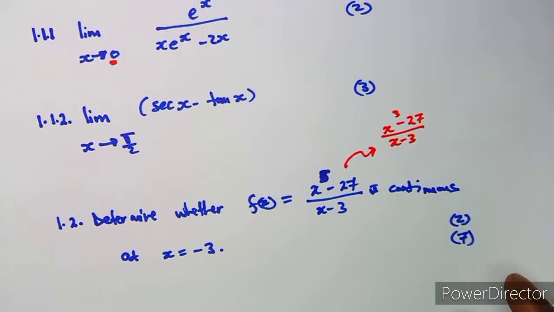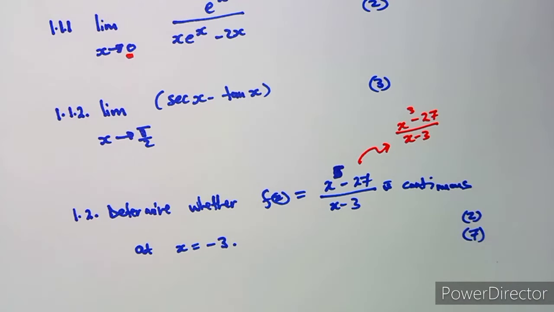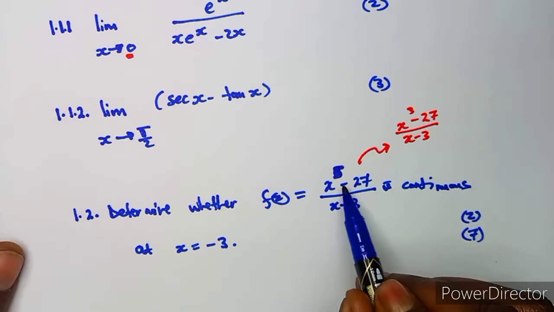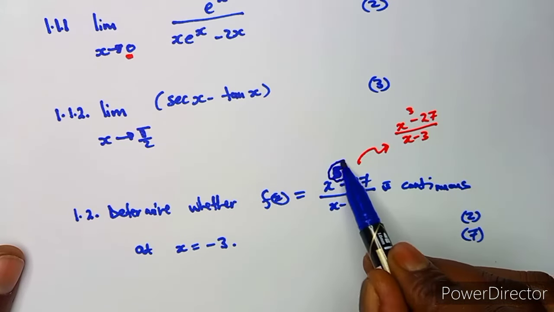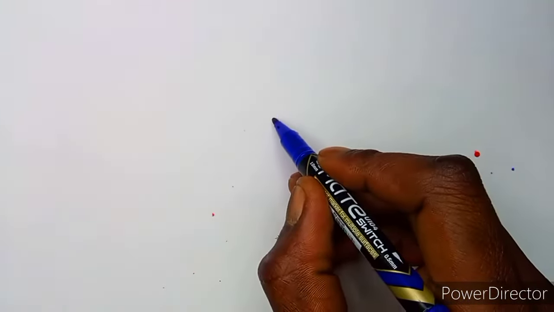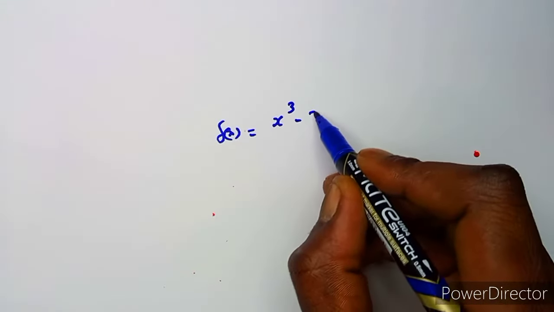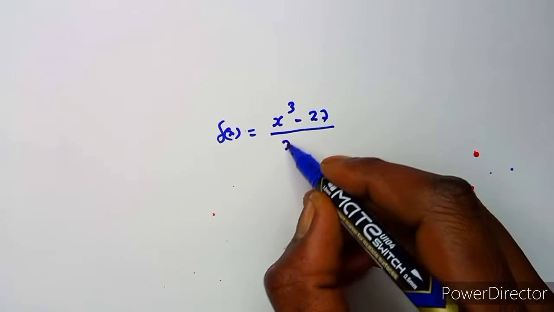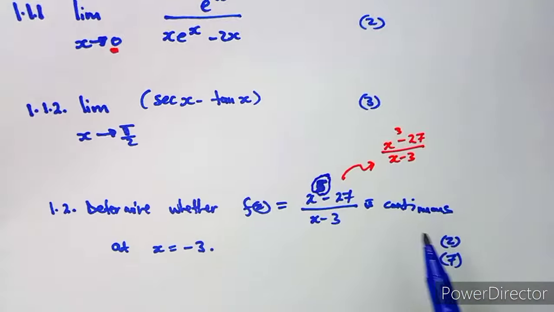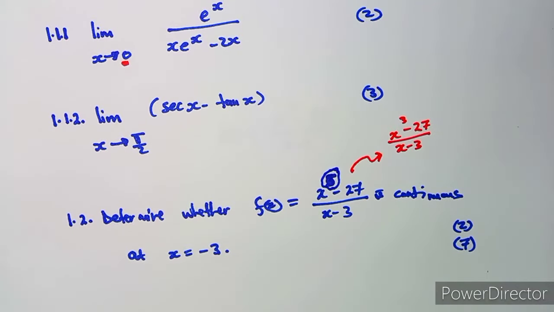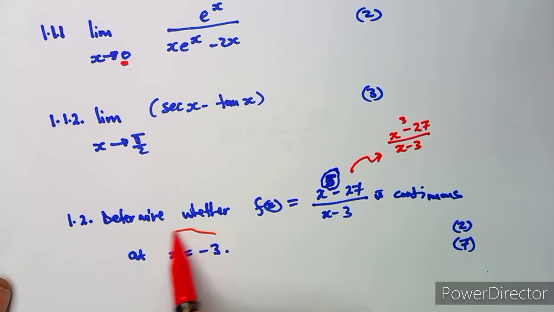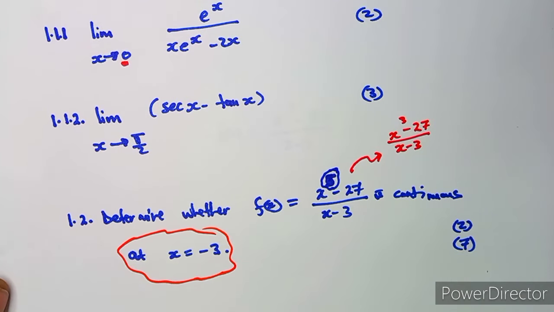And there was another part there. What was the part here, which is determine whether f of x is continuous. This is x to the exponent of 3. I actually saw there was a 5, but this was x to the exponent of 3. So we are given a function f of x which is equivalent to x to the exponent of 3 minus 27 over x minus 3. And the question is, is this function continuous? It's a question that you're being asked. Is this continuous at a condition where x is equivalent to minus 3?